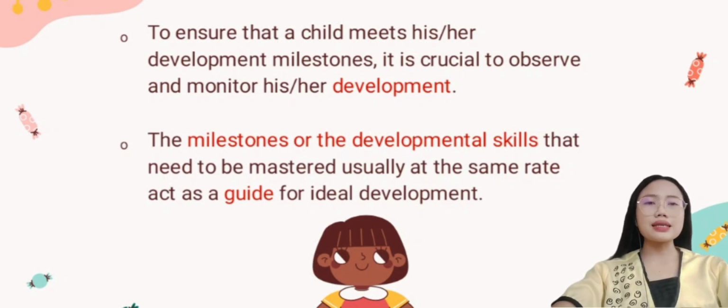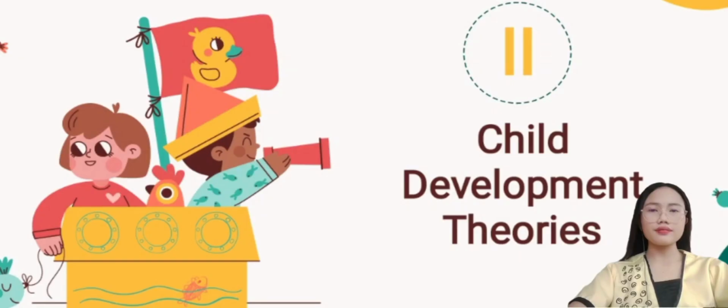The developmental skills that must be mastered at the same rate serve as a guide to see if the child is developing in accordance with expectations. Thus, checking the milestones of a child helps us determine any difficulties at a particular stage. Giving intervention can also help in the development of a child. Usually, parents, teachers, and even pediatricians use a checklist to examine the child.